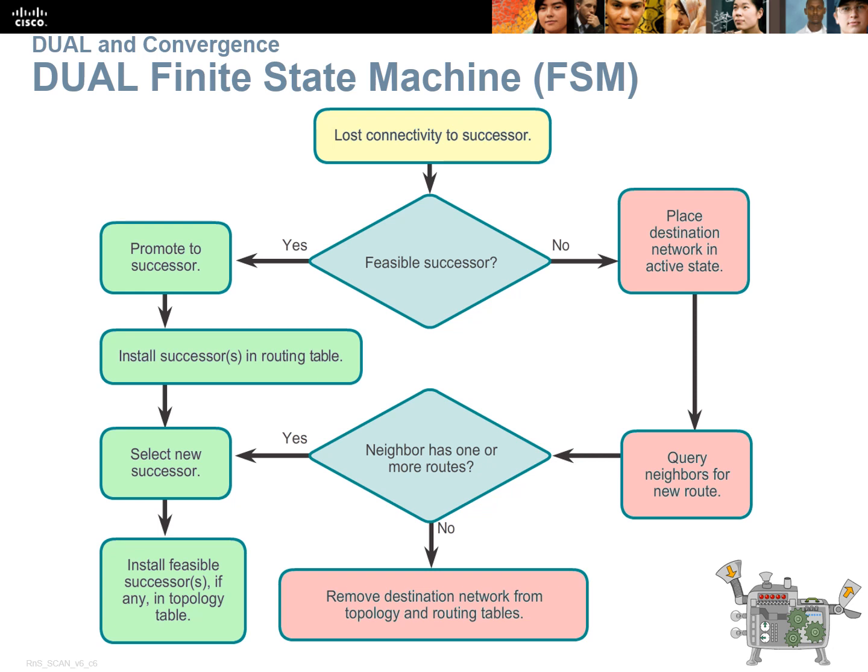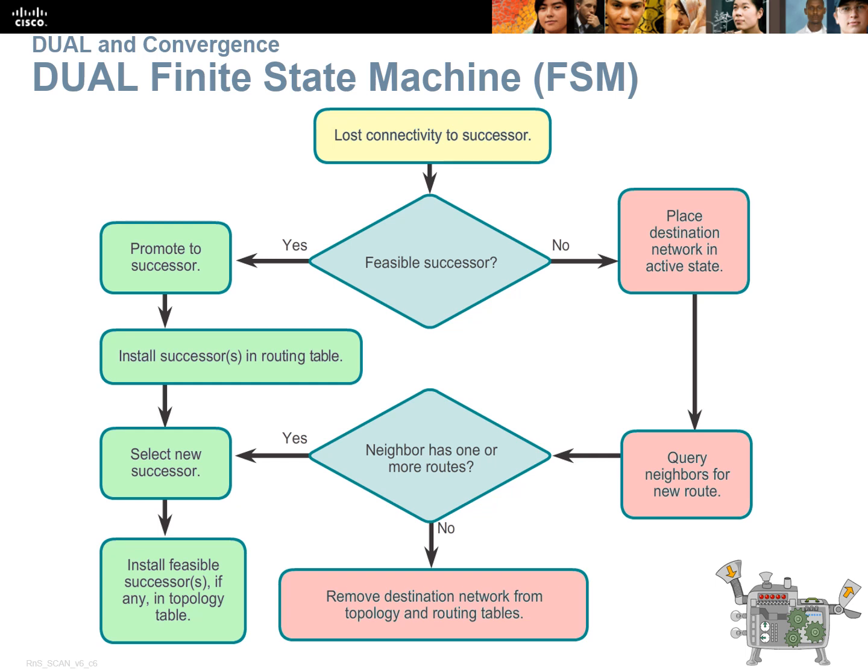Lost connectivity to the successor. Is there a feasible successor? Yes or no? If there is, bang, promote it, put it in the routing table. Then start selecting that successor, then go for it. If there's no feasible successor, then place the destination in the active state and start asking all our neighbors with queries, yo, how can we get to this network? If the neighbor knows how to do it, then it'll answer and say, yes, please, and then here's your information. If it does not know the answer, then it will remove it from the topology table.